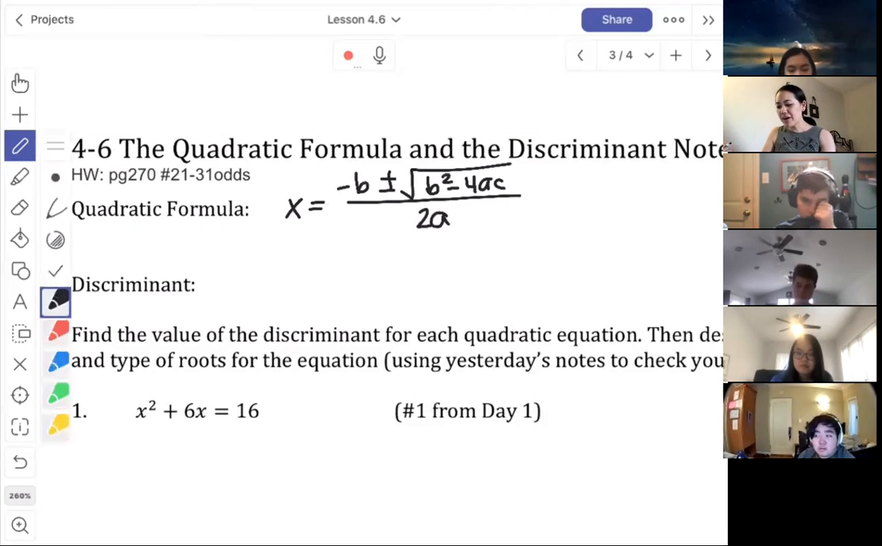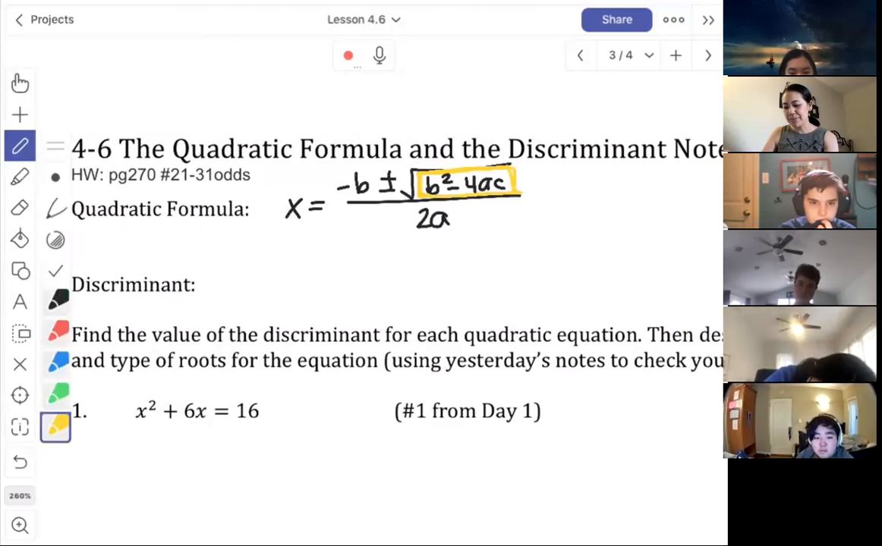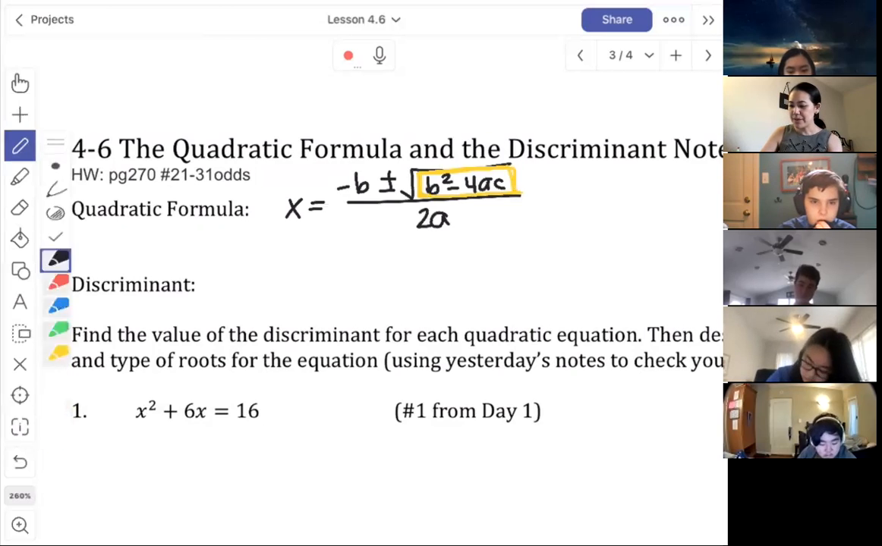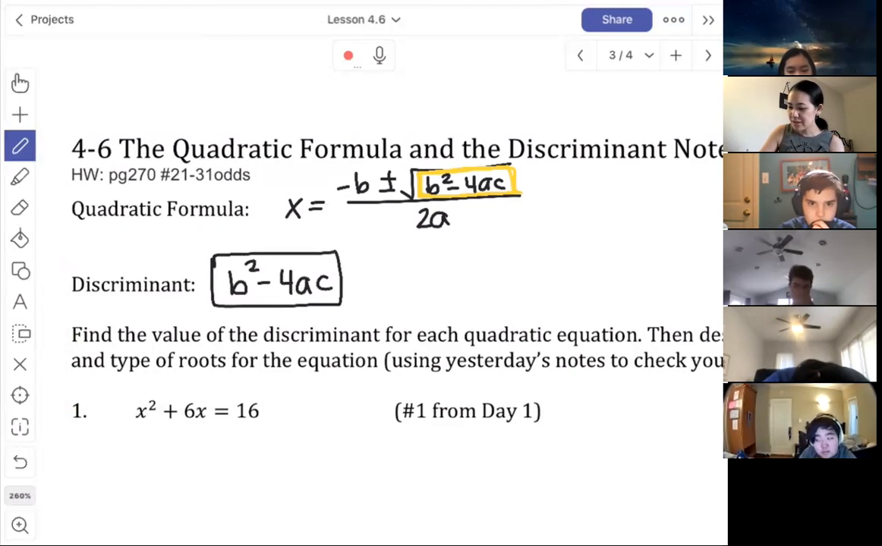Now, today we are focusing on just the inside of the square root. This is what we call the discriminant. All right, b squared minus 4ac. This is the discriminant. Notice no square root, okay? Do not include the square root. It is just what is inside the square root.